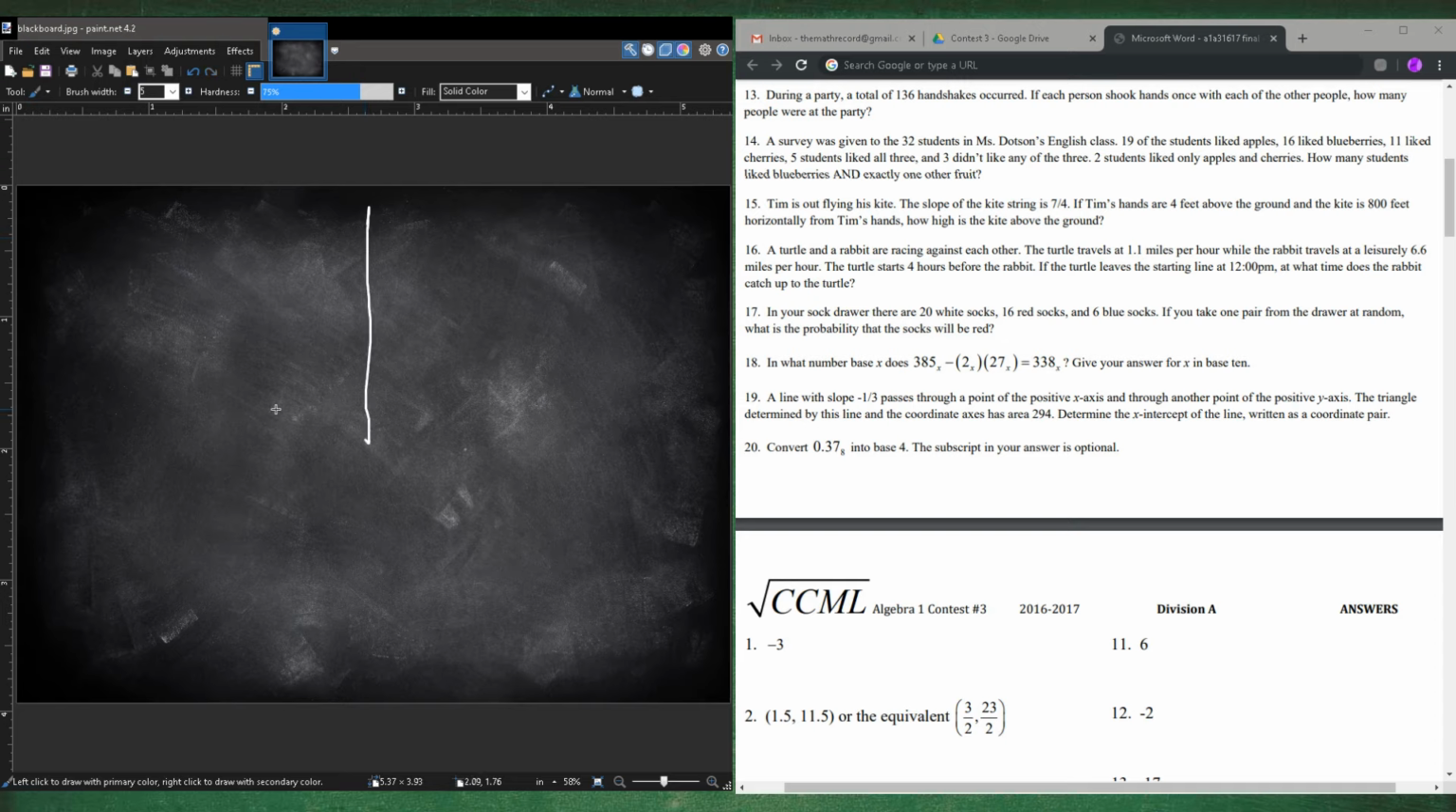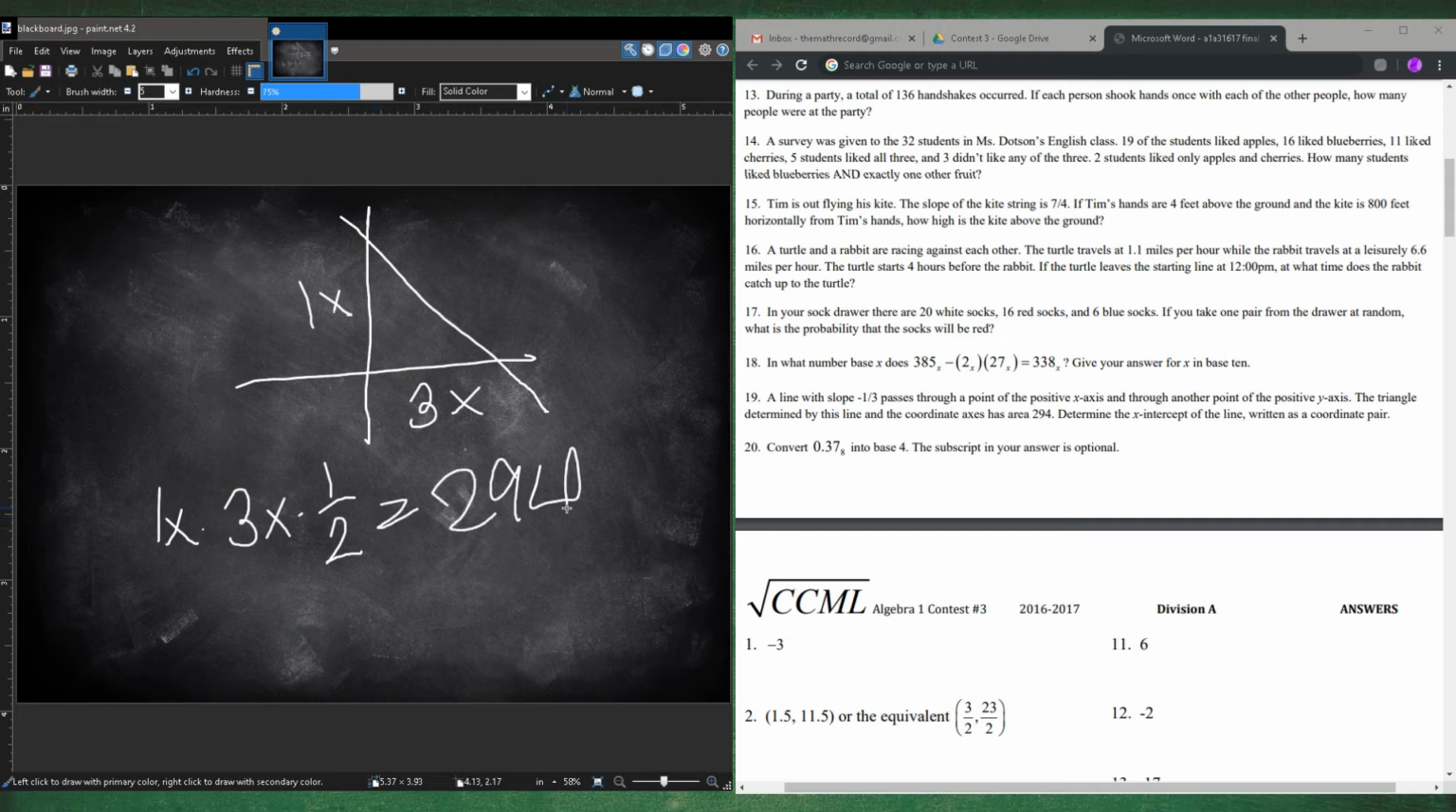So let's kind of move this line up. So it looks like this. So the slope is negative 1/3, right? So basically it's rise over run, which is 1/3. So it's going to have to be in this ratio. So it's going to be like, say, 1x times 3x. This is going to be a slope of negative 1/3. So now based on that, we could use the area, which is 1x times 3x times 1/2 is equal to the area, which is 294. Because that's the length, and this is the length, and then multiply to get the area, divided by 2 is 294. So we have 3 over 2 x squared is equal to 294.